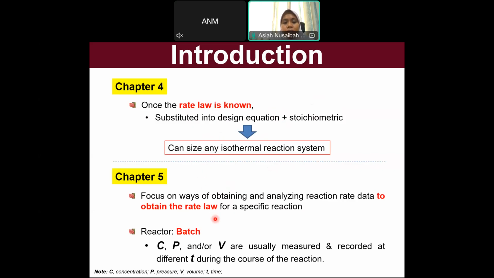For a batch reactor, concentration, pressure and/or volume are usually measured and recorded at different times during the course of the reaction. Usually if it's a liquid, you find the concentration. If it is pressure, it's for a gas. There are also cases where you find the volume over time, to find the specific rate constant K and also the order of the reaction, so you are able to write the rate law.